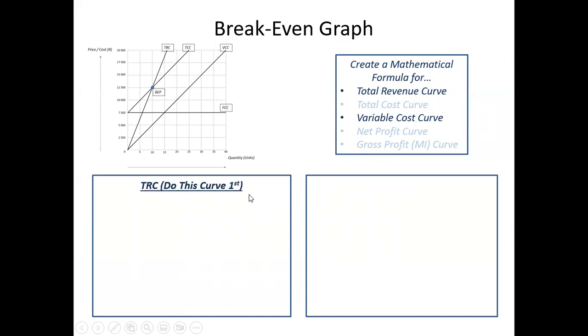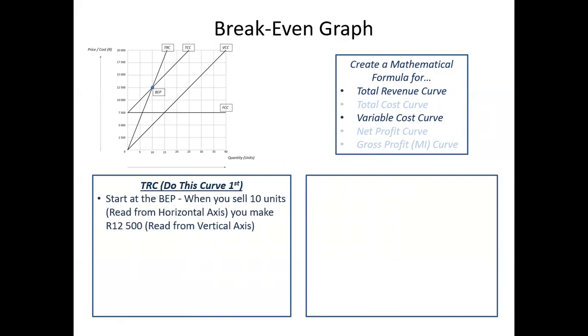Okay. Total revenue curve, do this curve first. Where do we begin? We start at the break-even point. Now, you are already familiar with that. When you sell 10 units, and we read that from the horizontal axis, you make 12,500 Rand. We read that from the vertical axis.